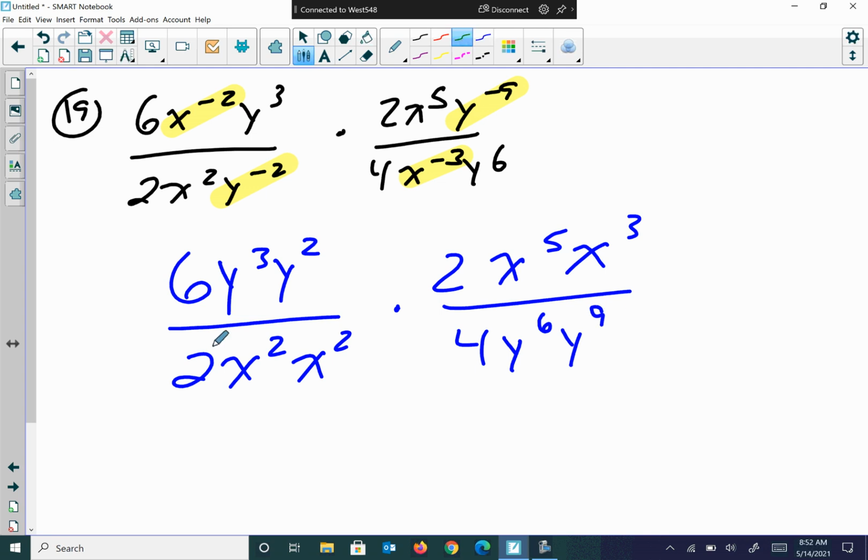Looks like I could start reducing. The 2's are going to reduce. 2 goes into 4 twice. 2 goes into 6 3 times. So I'm going to get 3 over 2.